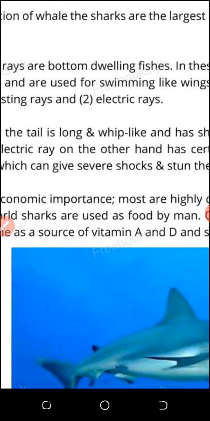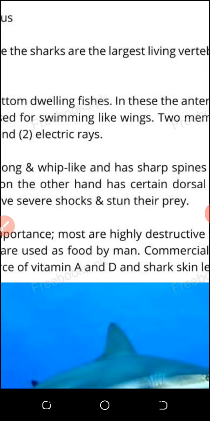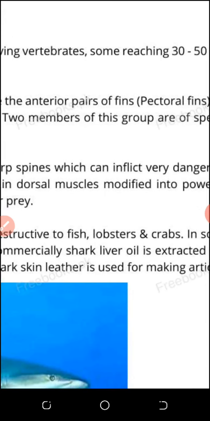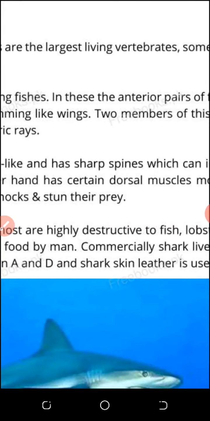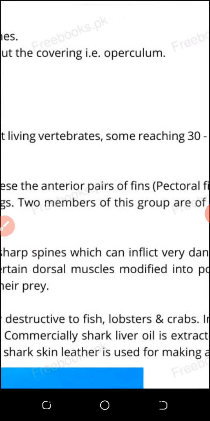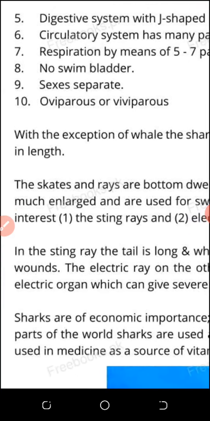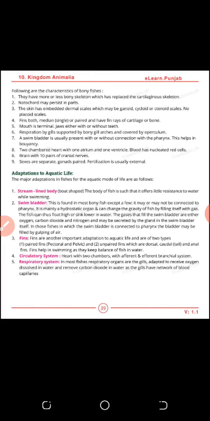The sharks are much developed fishes, and the stingray has stinging organs, which makes it very dangerous. It can secrete poisons. The electric ray is another type of fish which has electric current, and they have large bones. Whales and sharks are also vertebrates. So these are the animals which are included in the fishes.